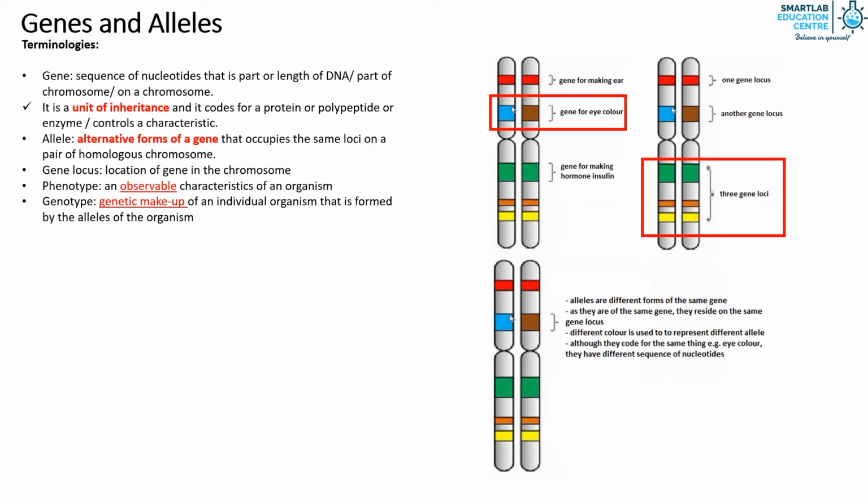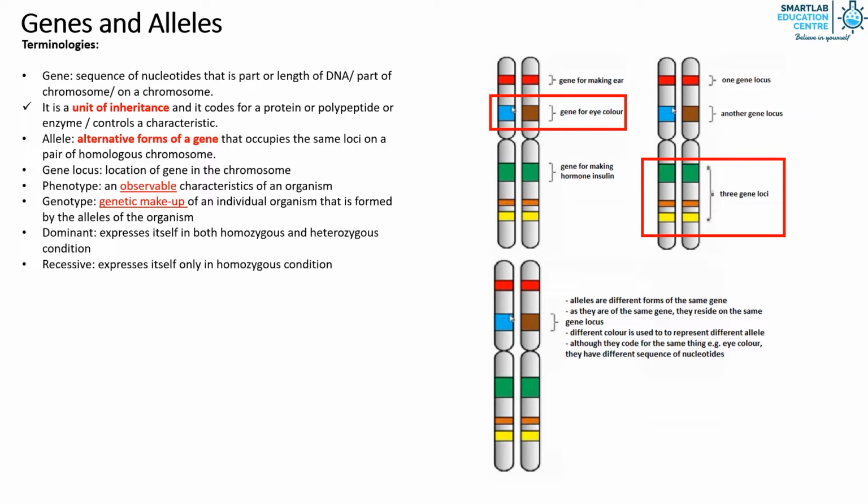Alleles are classified into two categories, the dominant and recessive allele. Dominant means that the allele expresses itself in both homozygous and heterozygous condition. Recessive means that the allele expresses itself only in homozygous condition. This is because in heterozygous condition it is masked by the dominant allele.